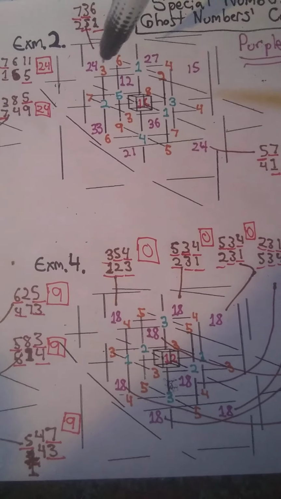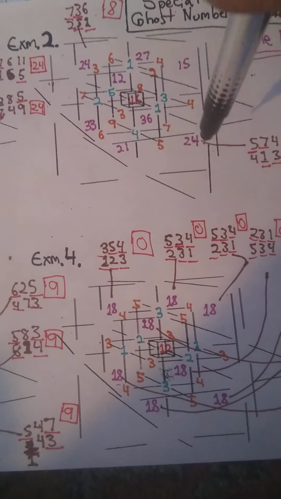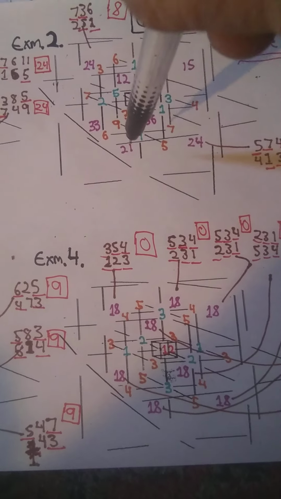And I'll just go ahead and say this. 24 and 24 is 48. 27 and 21 is 48.